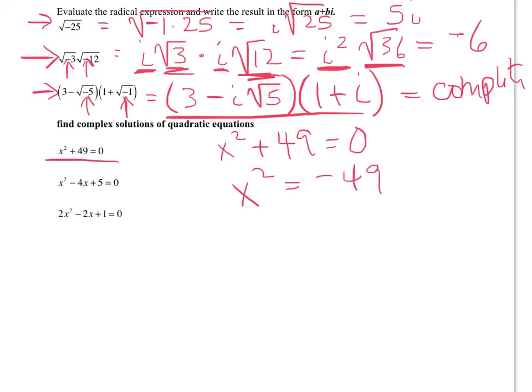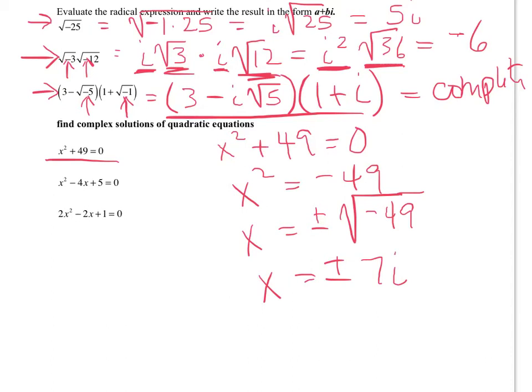Now that we know about complex numbers, we can go ahead and find the value of x that's equal to plus or minus the square root of negative 49. Well, the square root of positive 49 is 7, so the square root of negative 49 is 7i. So we end up with x equals plus or minus 7i. So those are the two solutions of x squared plus 49 equals 0.